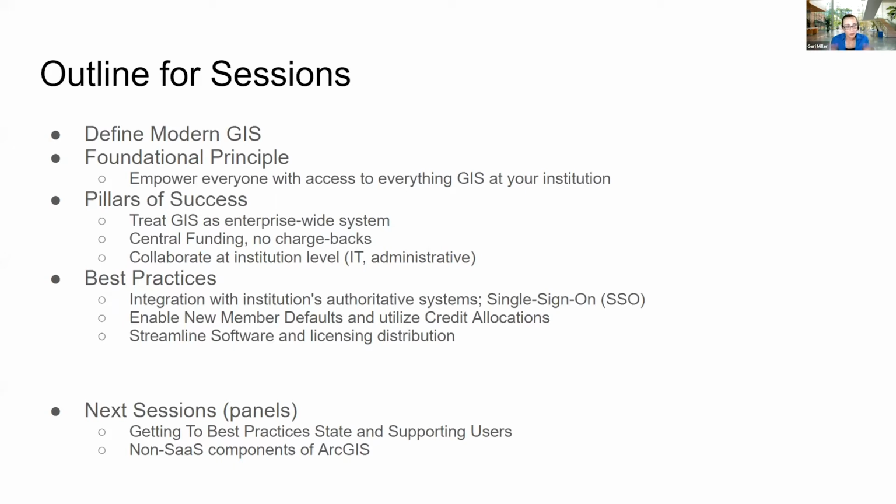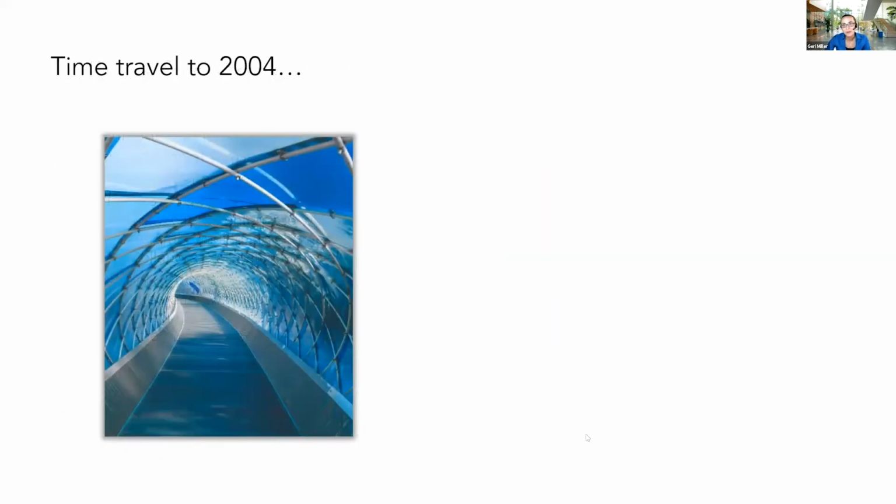Also, we'll take a look at some of these pillars of success. I'm not going to go into them in detail right now, and then we'll get into the actual best practices. Like I said, the following sessions are how to get there, if you're not there. We'll hear from some other panelists in the community, as well as how to manage some of these non-SaaS components. We'll define what non-SaaS is. We'll take a look at, particularly again for ArcGIS Pro, how we make it available for everyone across the institution.